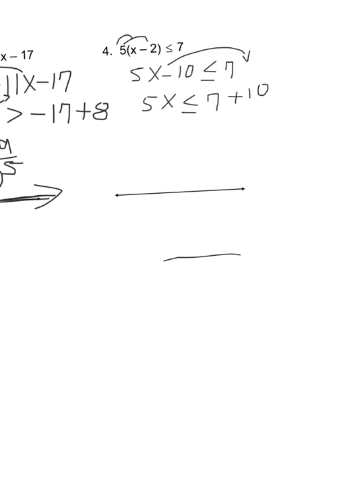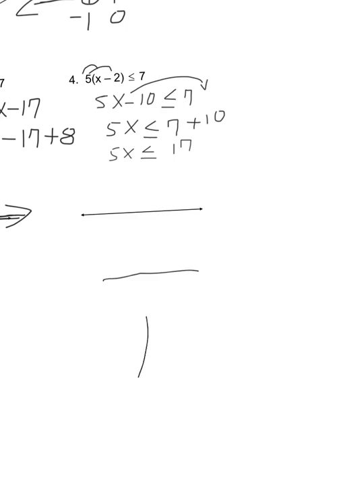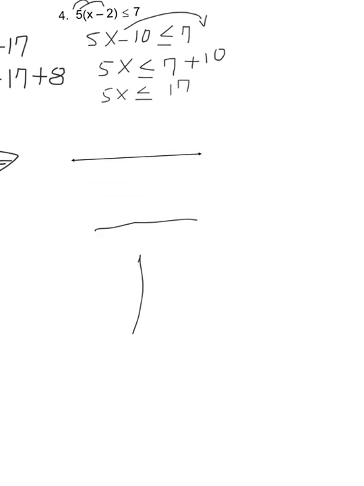Okay. Next up, 5x is less than or equal to 7 plus 10 is 17. Last step, divide. So I'm going to divide both sides by what? By 5. X is less than or equal to, what'd you say? 3.4 is correct.